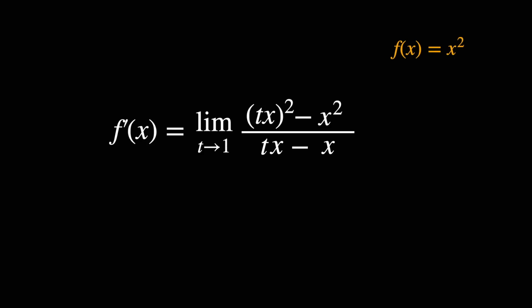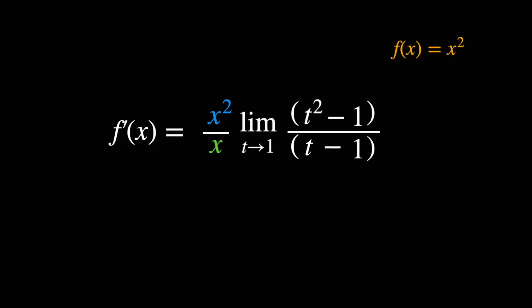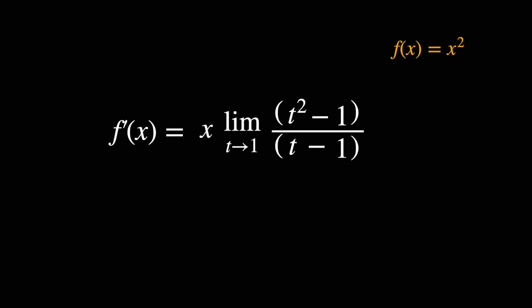We distribute our exponent, and now we can factor out x squared out of the numerator and x out of the denominator. Moreover, we can pull those x's outside of the limit and simplify. What we've done is we've separated the problem into a factor that has x in it and a limit involving t only. Essentially, we already know the form of the derivative.